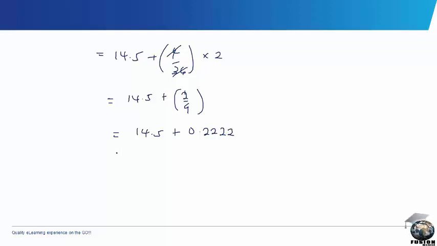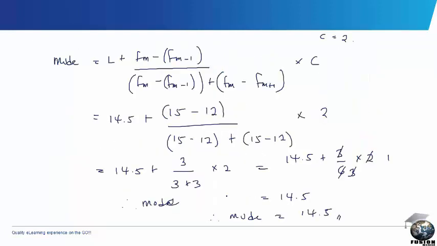The median will therefore be equal to 14.72222, which is equal to 14.72. Alright, so this is the median for the group data we had previously, for this group data we have here.